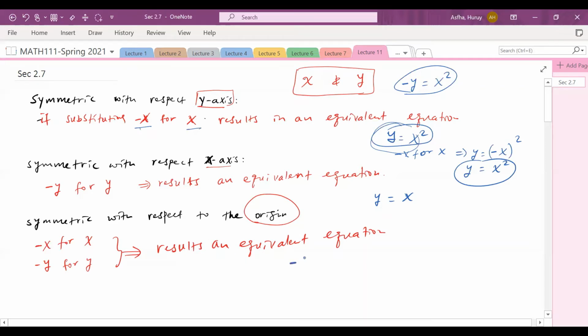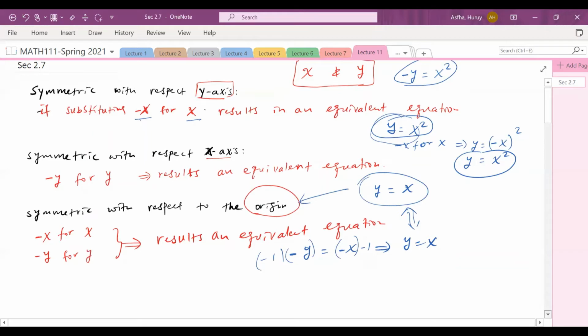But how about the last one? Well, let's try it. Substitute negative y for y and negative x for x. Therefore, we have negative y equals negative x. And if we multiply both sides by negative 1, then we get y equals x, which is the same. Therefore, the graph of this equation is symmetric with respect to the origin.